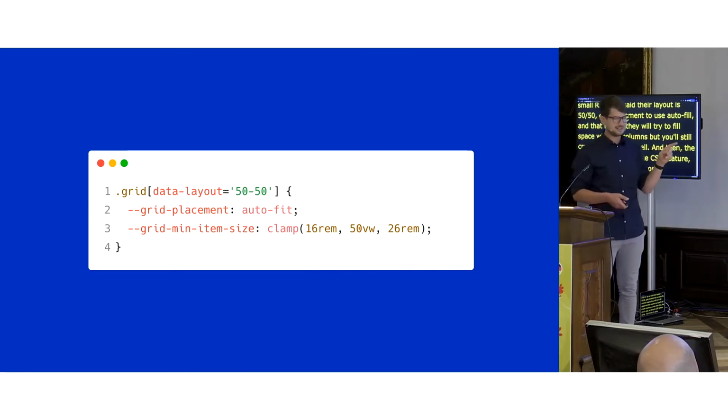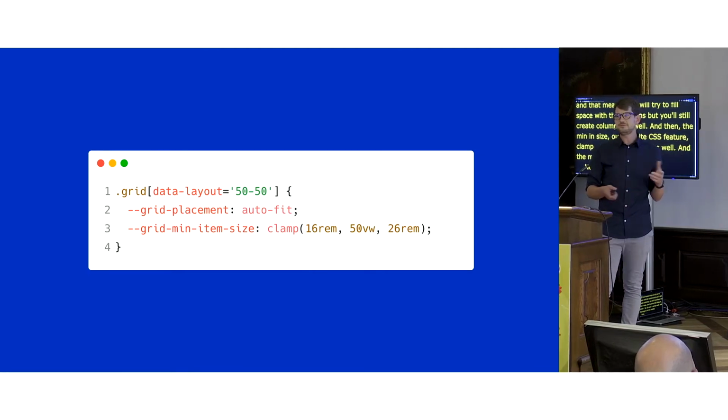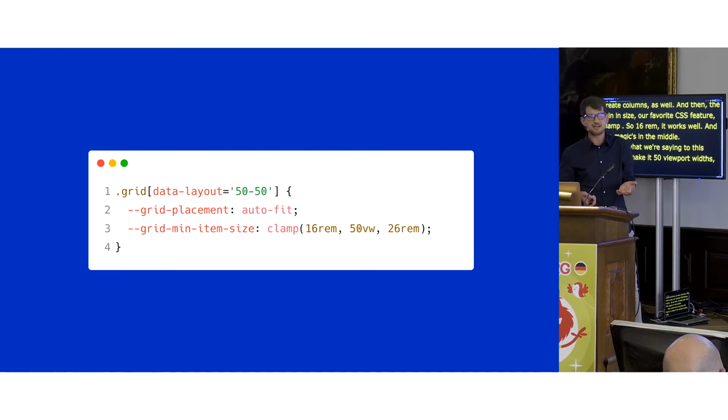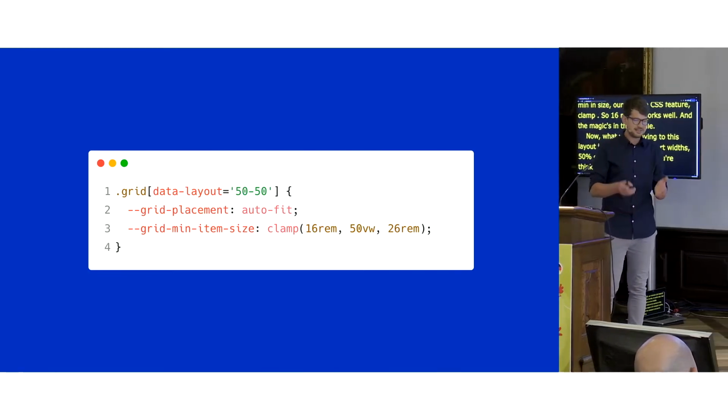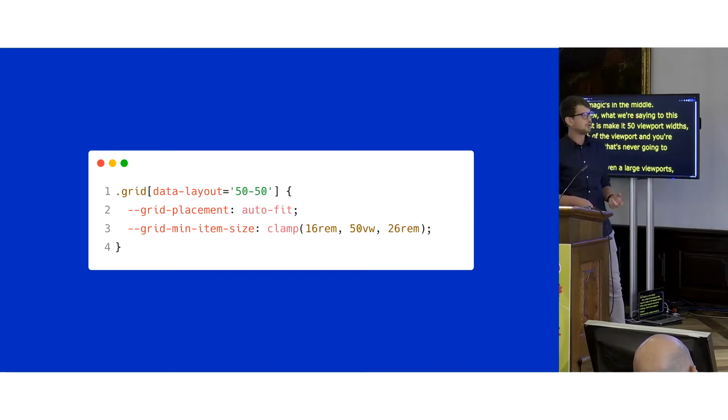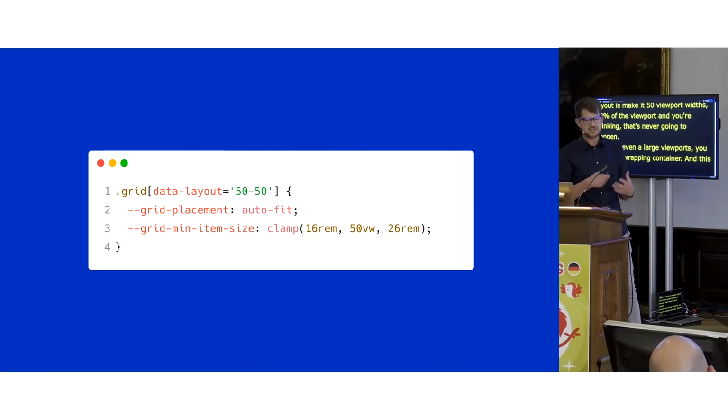Now, what we're saying to this layout is make it 50 viewport widths, which is 50% of the viewport. And then you'll be thinking, well, that's never going to happen, because even on large viewports, you've got that wrapping container. And this is the key. We're not micromanaging the browser.